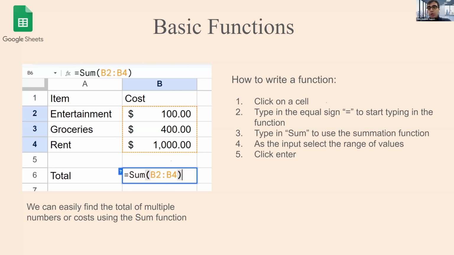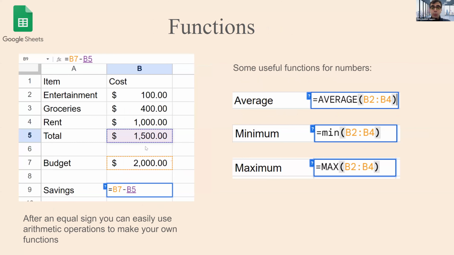Here you could either type it the way it is formatted there, so you type from cell B2 to B4 and it shows the range. Or simply you could select them with your mouse and it automatically fills it in. And that's very simple and easy, and it gives you the total.